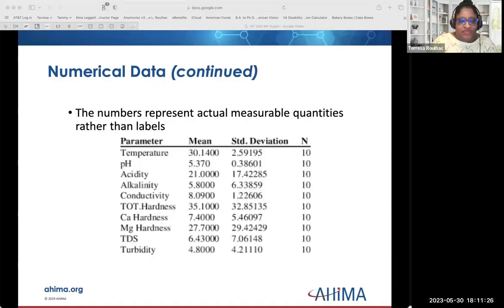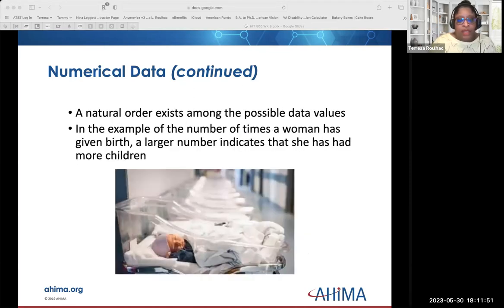Now, other examples, the number of motor vehicle accidents in a particular community, the number of times a woman has given birth or has been pregnant, the number of new cases of cancer cases in your state within the past 5 years, the number of beds available in your hospital. Okay, now we're bringing it back to healthcare. There's a natural order, okay? The difference between 1 and 2 births, again, is the same as the difference between 4 and 5. Number of births is restricted to whole numbers. Again, a woman cannot give birth 2.3 times. She's either given birth 2 times or 3 times.